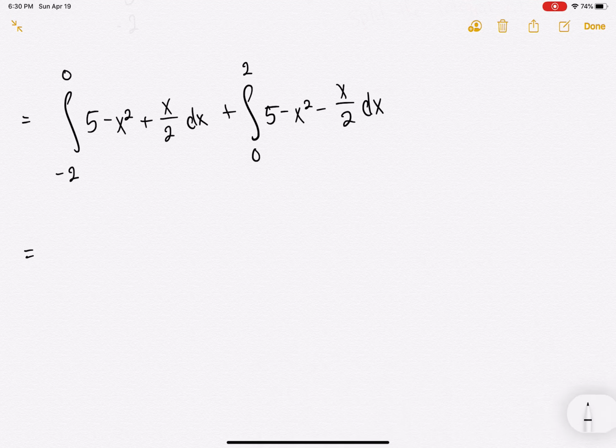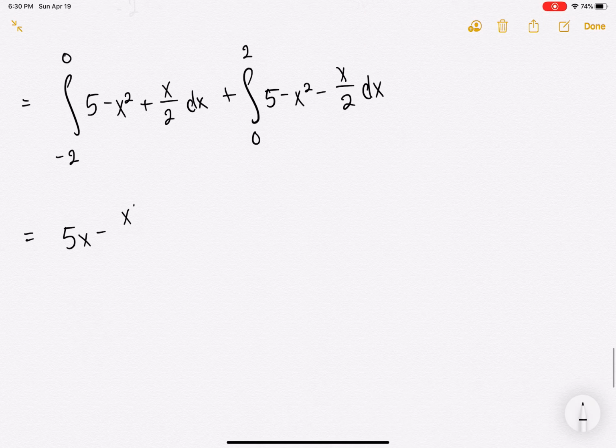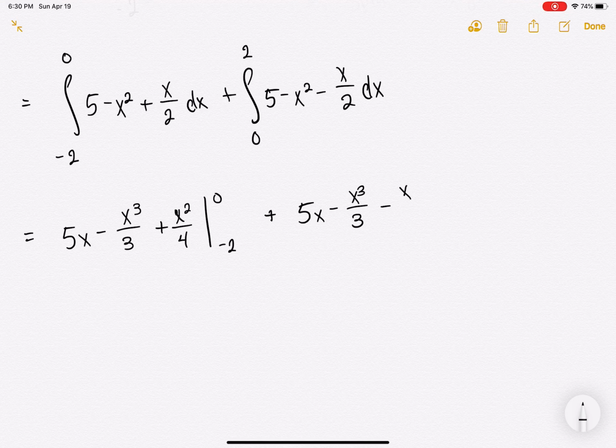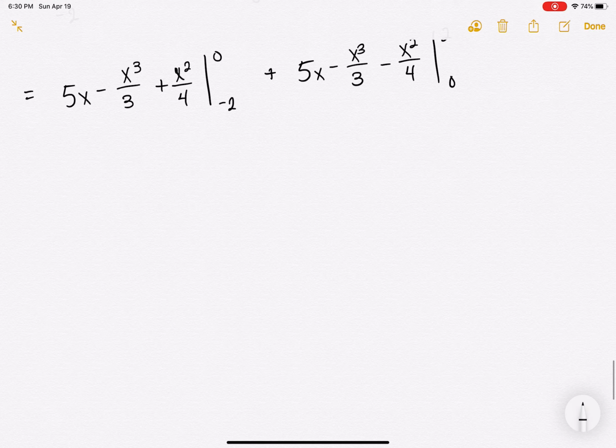So the power rule there gives me 5x minus x cubed over 3 plus x squared over 4, evaluated at -2 and 0. This gives me 5x minus x cubed over 3 minus x squared over 4, evaluated at 0 and 2. Compute these as you always would. The 0 terms are definitely 0, and then minus the -2 terms. So this is -10, minus, so plus 8/3 plus 4/4.